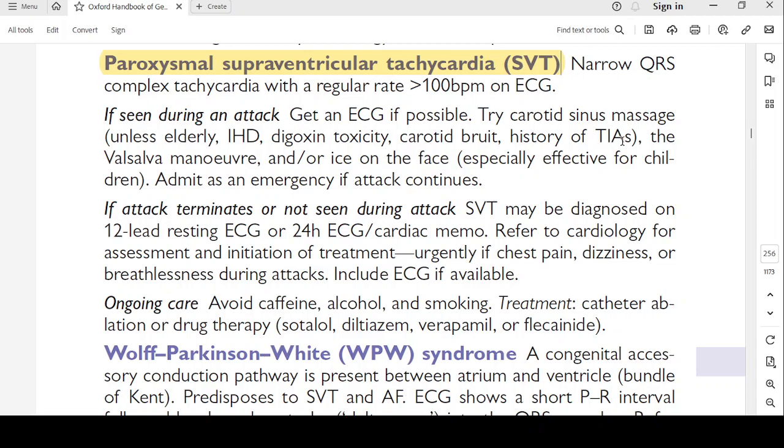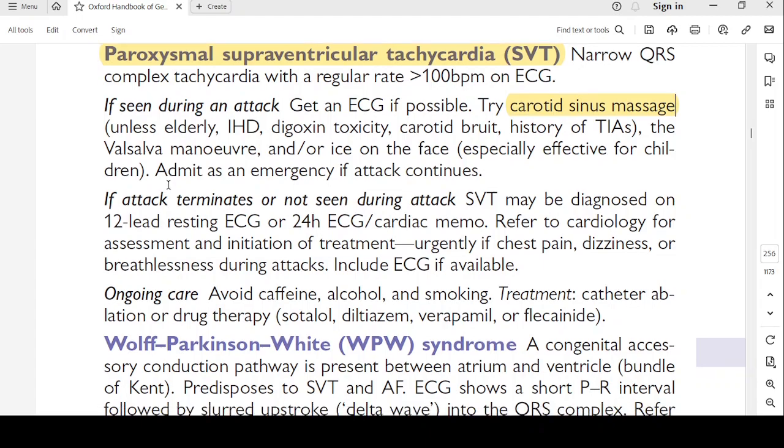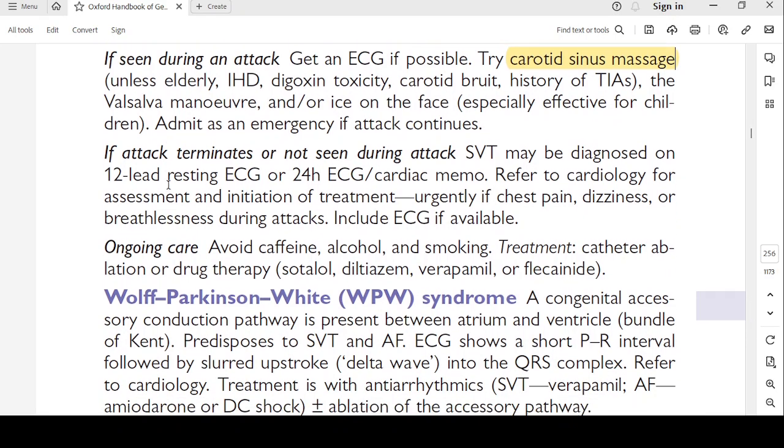But if you are seeing a young patient without any of these problems, you can try the carotid sinus massage for SVT, or the Valsalva maneuver: ask the patient to do the Valsalva maneuver, or use ice on the face, which is especially effective in children. If in a child, you can put ice or cold water on the face. Admit as an emergency if the attack continues.